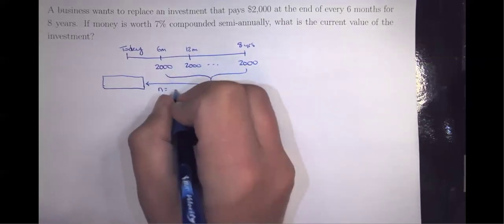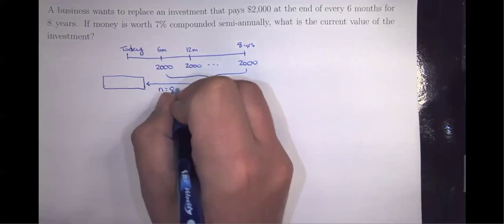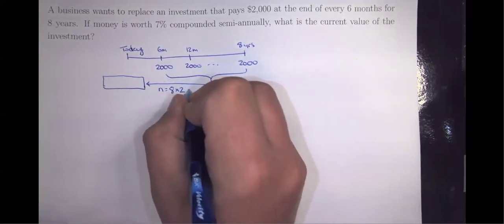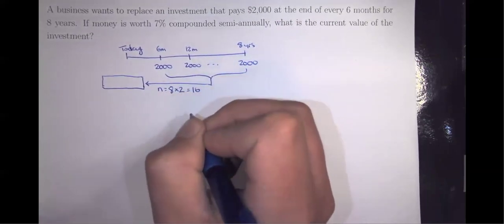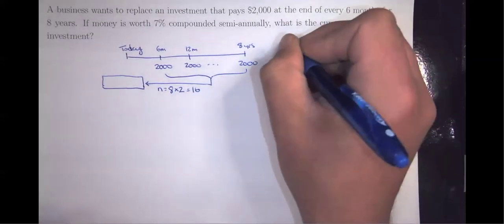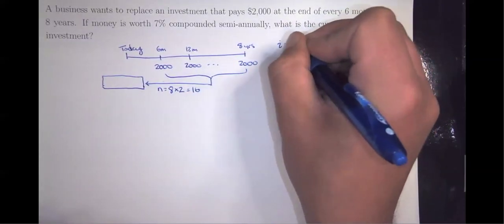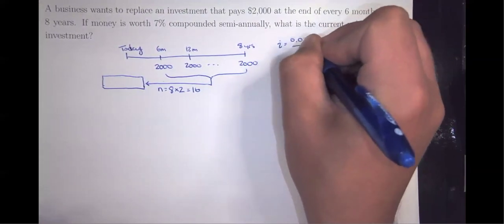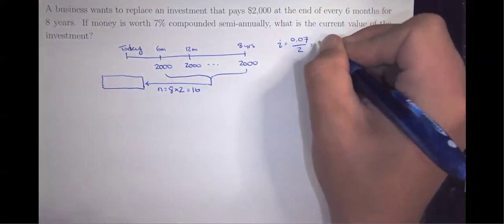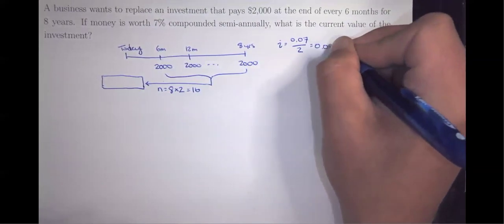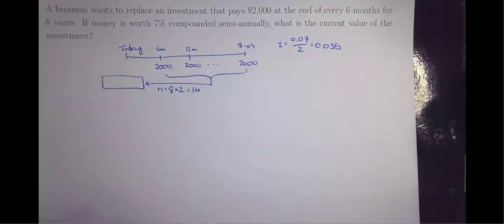Now, the total number of payments, we're going for 8 years times 2 payments per year, so there's 16 total payments. Our rate of interest is 0.07 compounded semi-annually, so that's 0.035.